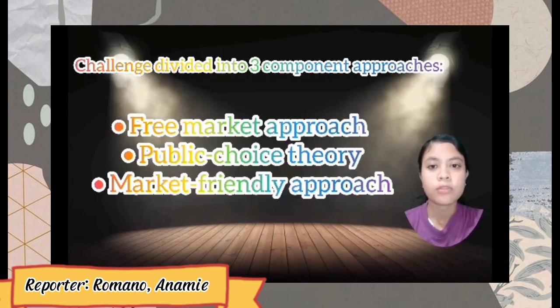So, let's move on to the second one. The second approach is the public choice theory, also the new political economy approach. Politicians, bureaucrats, citizens, and states act solely from a self-interested perspective using their power and authority, resulting in corruption and misallocation of resources. And the third approach is the market-friendly approach.